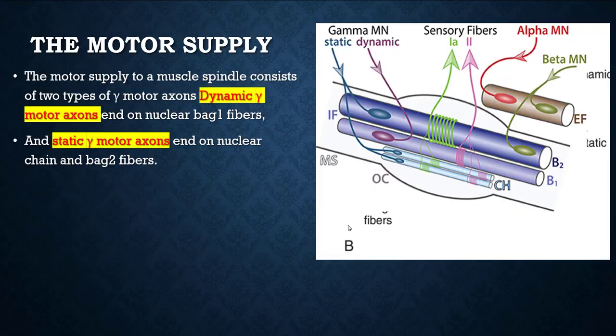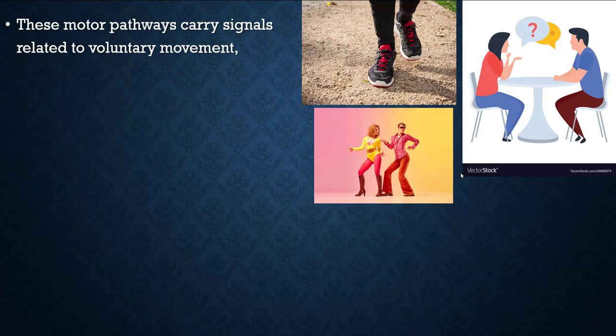The motor supply to the muscle spindle consists of two types of motor axon: dynamic gamma motor axons on the nuclear bag fiber, and static gamma motor axons on the nuclear chain. Static motor axons end on the nuclear chain and bag 2 fiber. The nuclear bag fibers are of two types, bag 2 and bag 1. So the static fibers end on the nuclear chain, and the dynamic gamma motor axons end on the nuclear bag 1 fiber. You can see them ending there. These motor pathways carry signals related to voluntary movements.